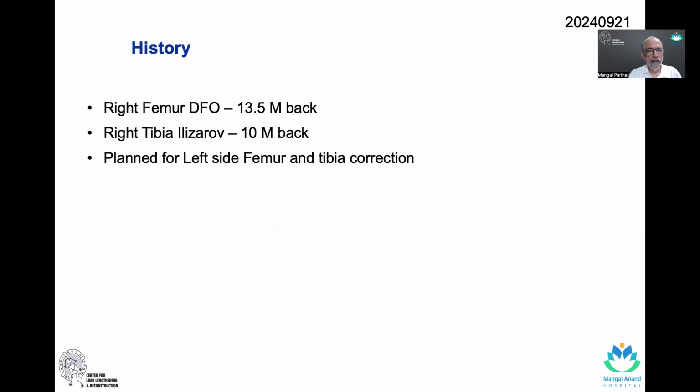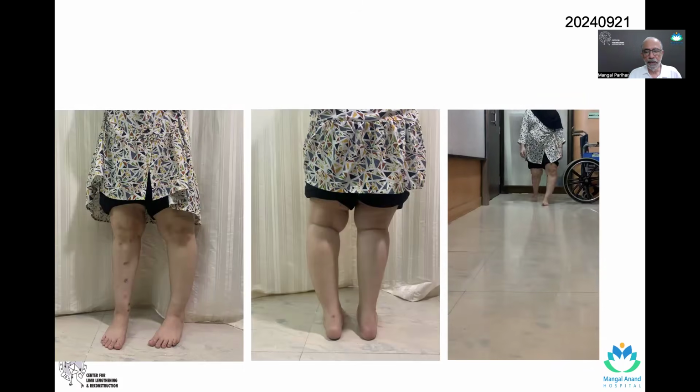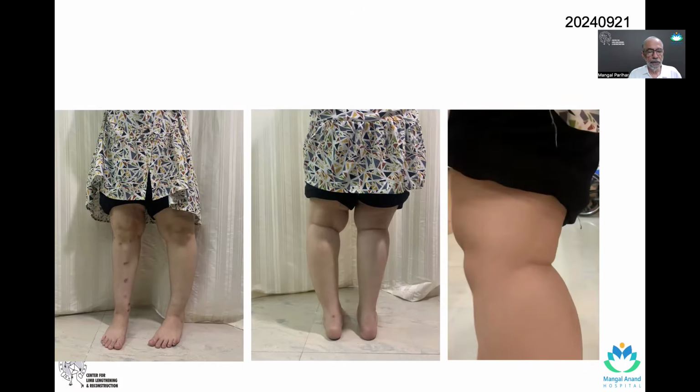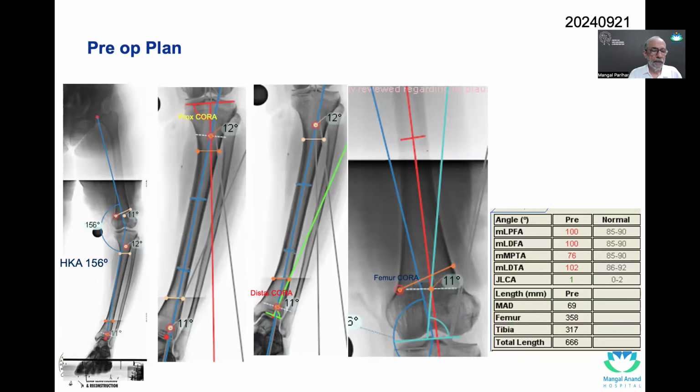Once that was done, then we planned for the left side femur and tibia correction in the same way. She didn't have as much of a rotational deformity over here. So the same thing, we draw the proximal axis that is 90 degrees to the joint line. We draw the distal axis that is again 90 degrees to the ankle joint line. And this blue line, which is in the center, intersects over here, it intersects over here and it intersects up there, right?